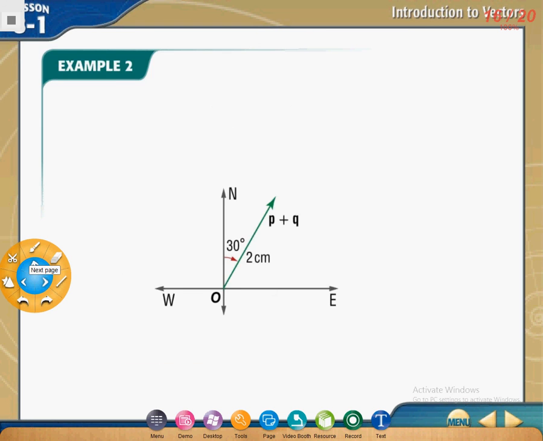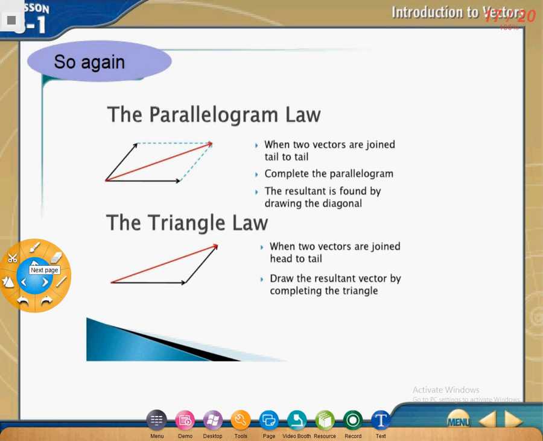Okay. Now let's see again the rules. The parallelogram, we have the initial points together. The triangular law, with head to tail. This is head to tail. Okay?